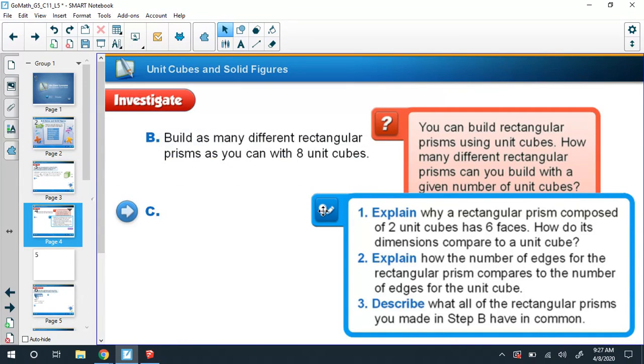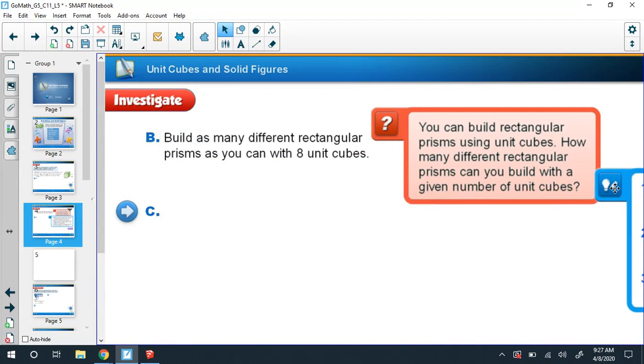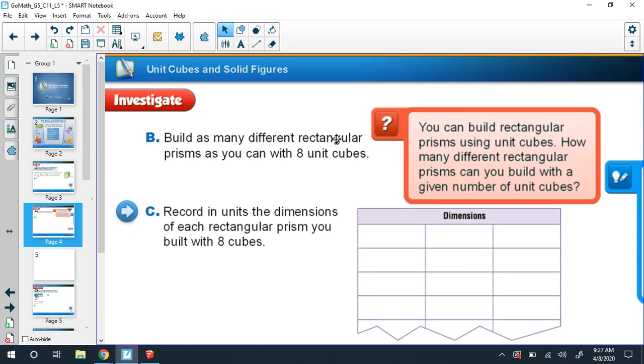All right. Up next, you are going to do your best to build as many different rectangular prisms as you can using 8 unit cubes. Hopefully you have something at home that you can use for this. If not, that's okay, just do your best. And we'll come back and look at this at the end of the lesson and see how many different rectangular prisms we can make with 8 unit cubes.